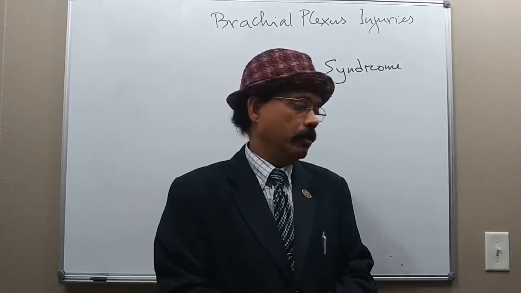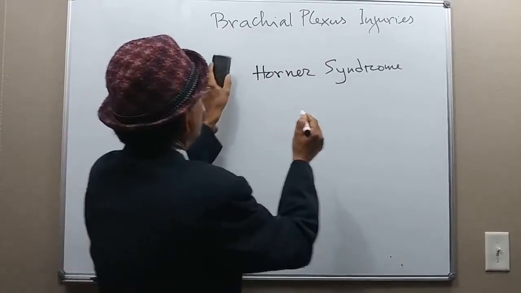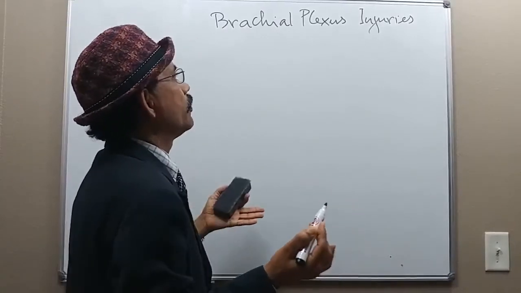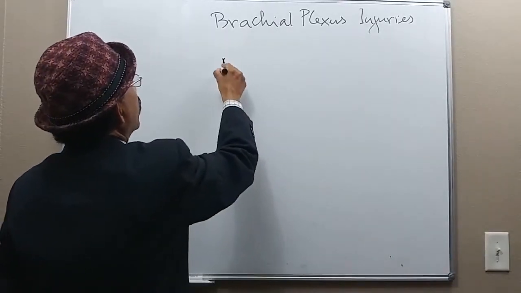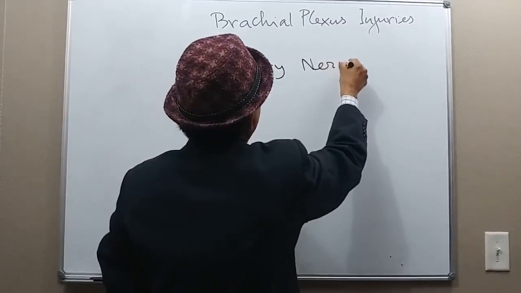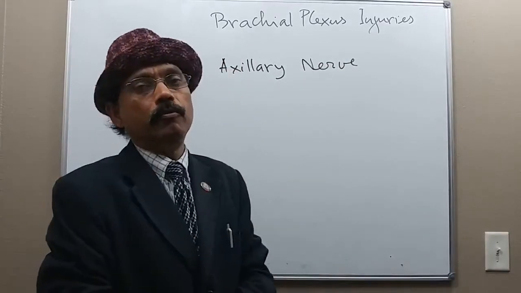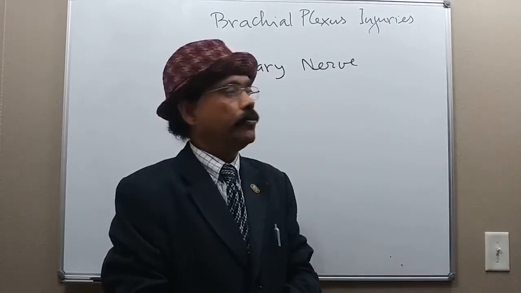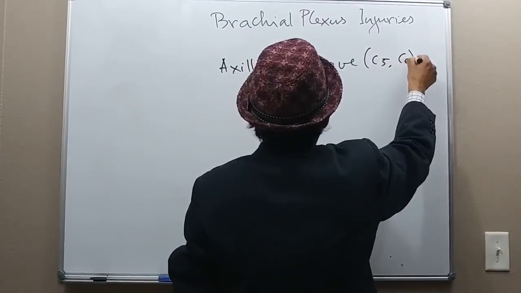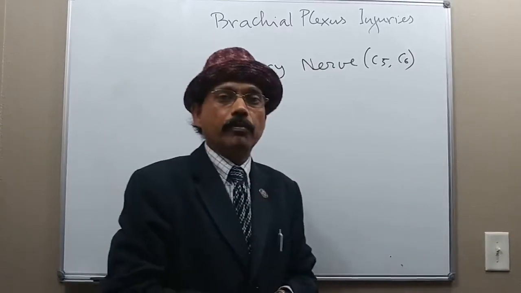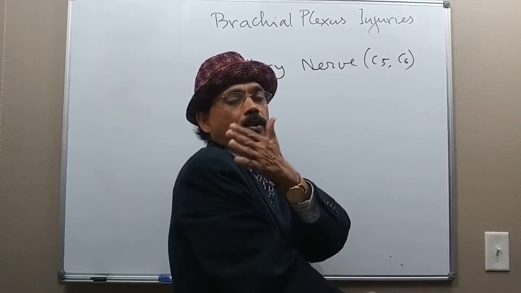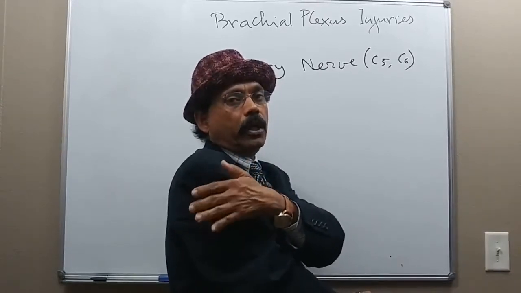Now we'll go to the individual nerves. We have multiple nerves as the branches of the brachial plexus. Axillary nerve may be damaged. Axillary nerve root value is C5, C6. Okay, C5, C6. It innervates the deltoid muscle and the teres minor muscle. It also innervates the upper part of the lateral aspect of the arm skin.